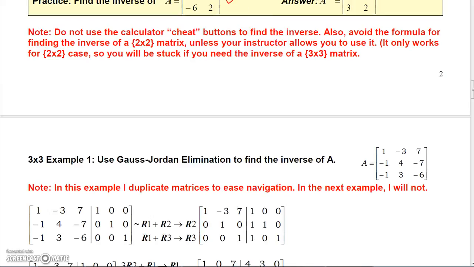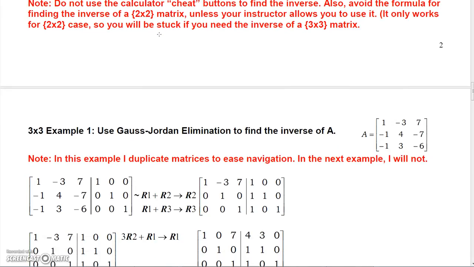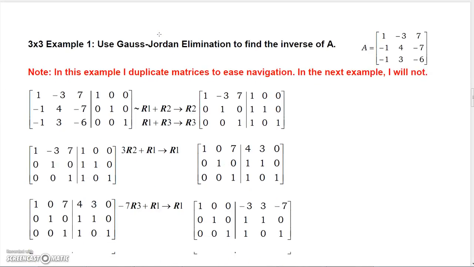There is a button on the calculator that, if you enter the matrix, I call it the cheat button, but you can actually just hit the inverse button on your calculator and find the inverse of a matrix. But that could get you in trouble if your teacher wants to see the row operations. So be very careful about that and only use it to check your answer.